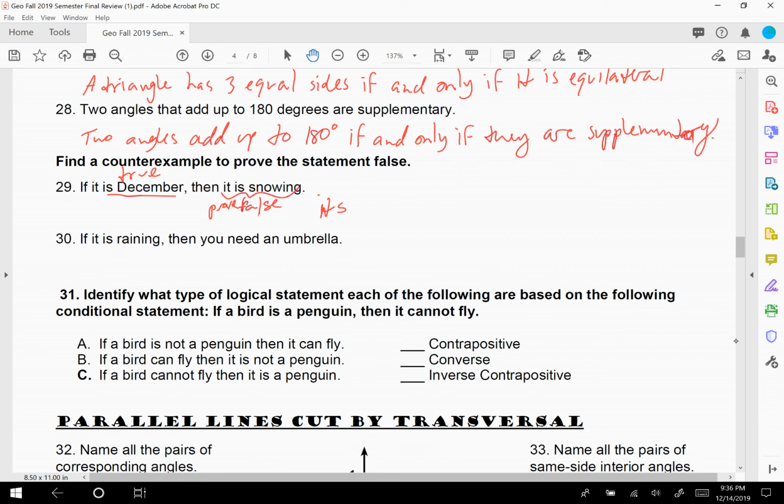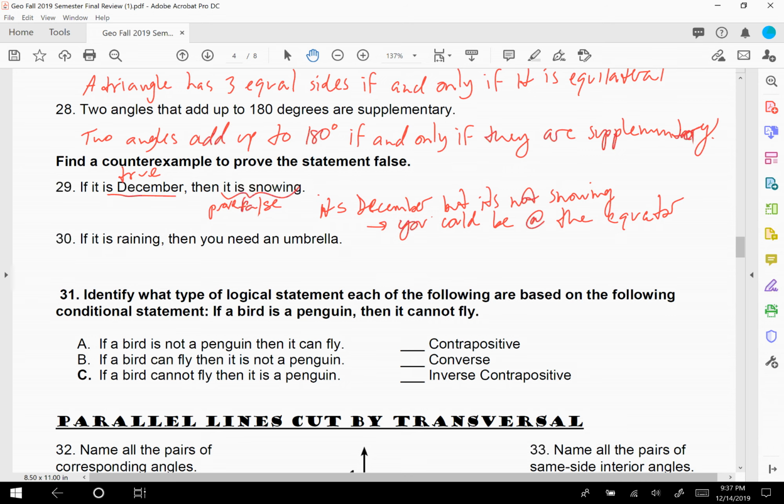So it's December, but it's not snowing. An example of that would be if you live in the southern hemisphere, their seasons are opposite to ours, so it could be December and actually not be snowing. And also, it doesn't snow everywhere here in the US in December, so that's a good one. Another counterexample is you could be on the equator, or somewhere where it doesn't snow.